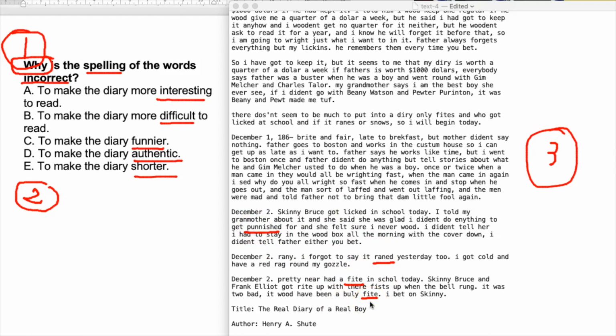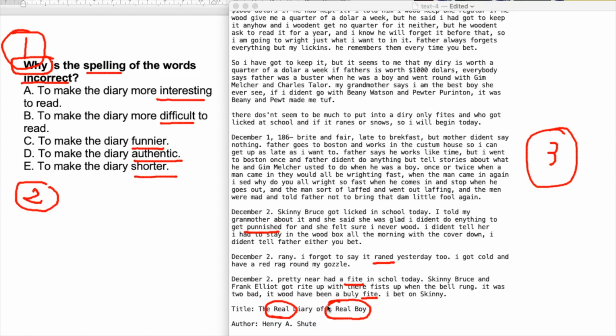Okay, so it looks like it's not really trying to make it interesting, because the story is interesting even without the spelling mistakes. Well, they're not really making it more difficult to read, because we can actually understand it. See, punished, rained, fight. So it is, I guess, difficult in some way, but it's not too difficult to read, and that's not its purpose. That's not why they've done it. To make the diary funnier? It could be, but the key here is the word real. Diary of a real boy.